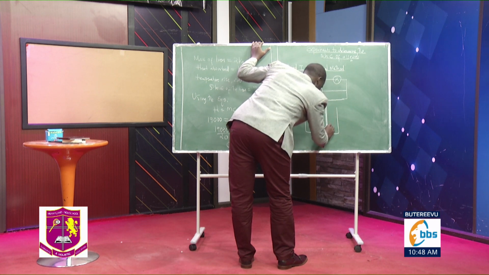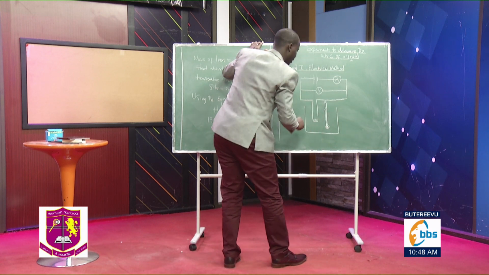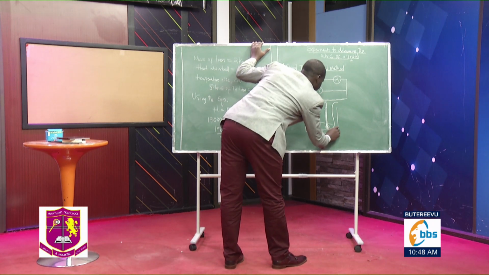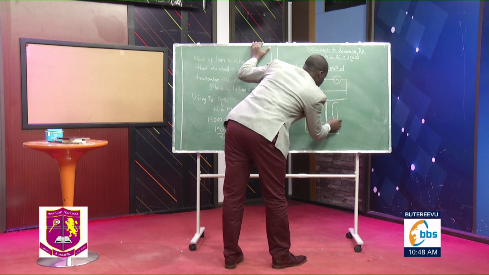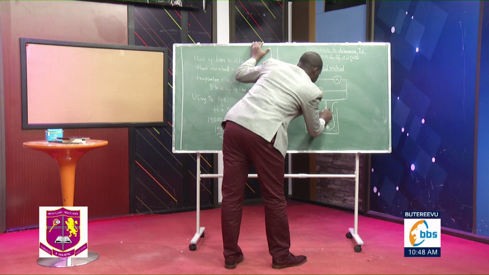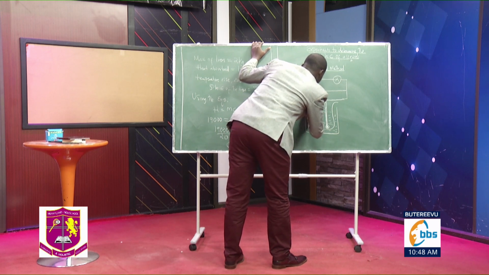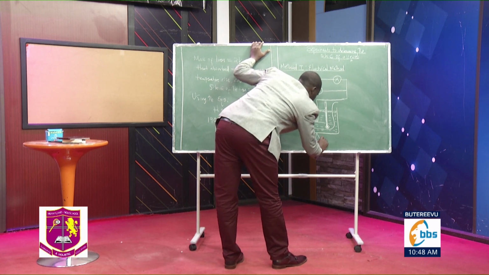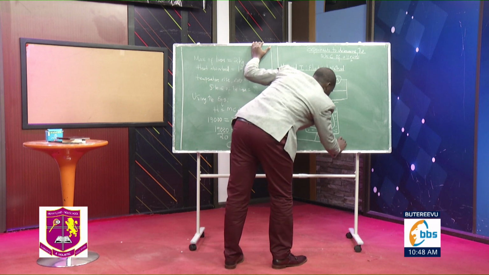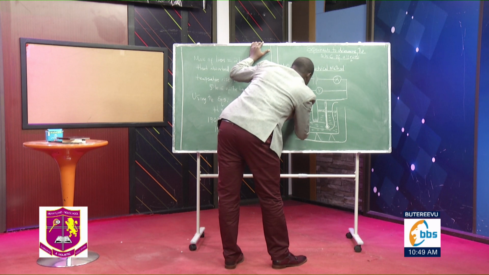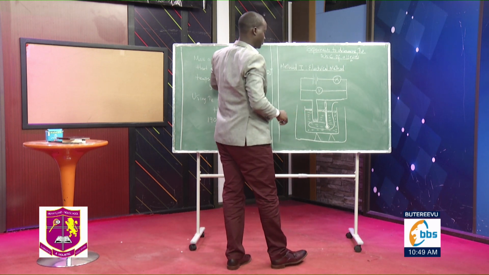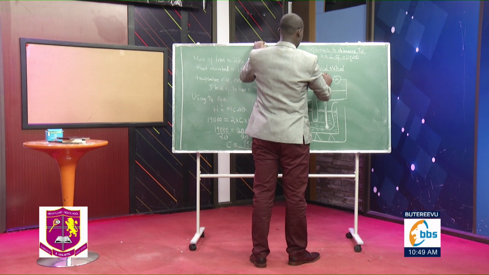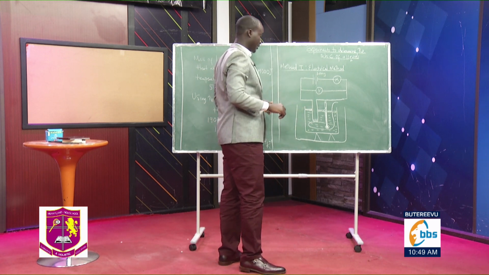So what I'm doing here is drawing a very simple diagram to illustrate the setup of the apparatus if we wish to carry out this experiment. Of course, this is my battery. Physics definition of a battery: simply an arrangement of cells connected in series.